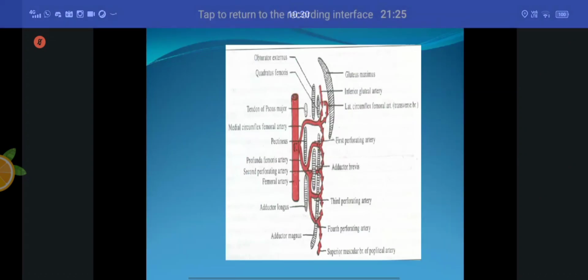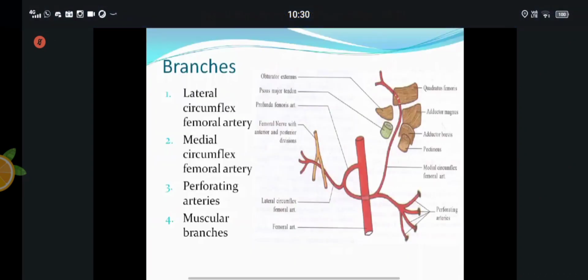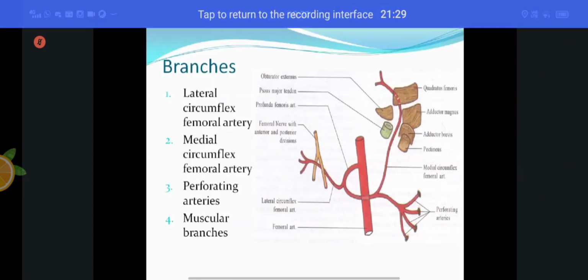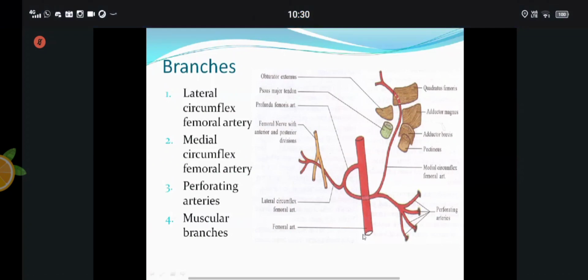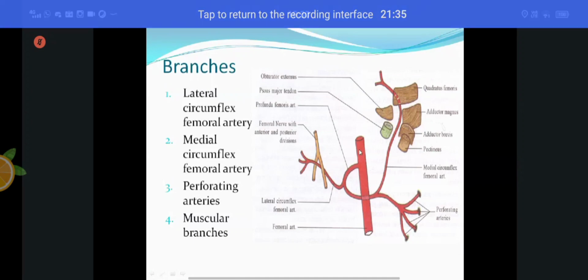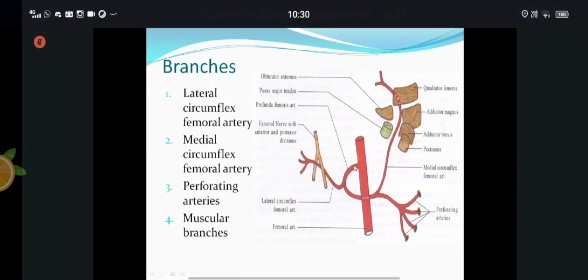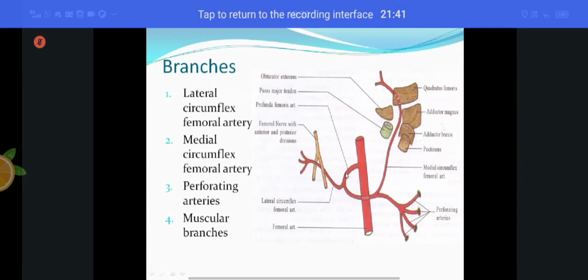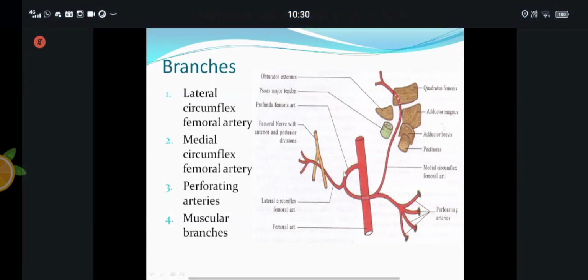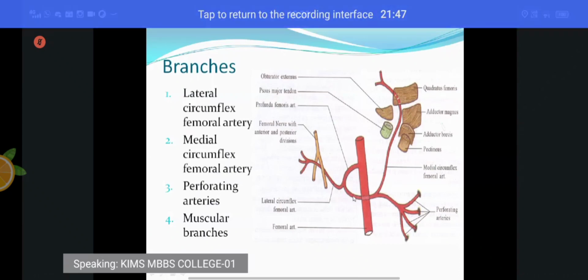And then studying the branches of the profunda femoris artery. So you see here in this diagram, this is the femoral artery. And the branches of the femoral artery, you already studied. Now the main branch, or the largest branch of the femoral artery, is the profunda femoris artery. So what are the branches of the profunda femoris artery?